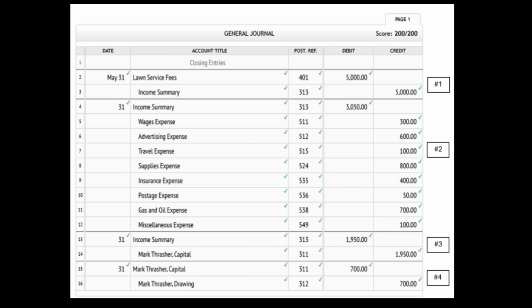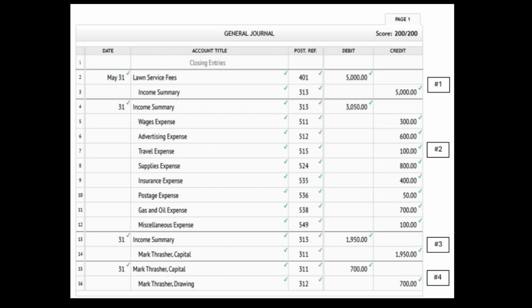The very first thing we did was we closed revenue to income summary. Remember, his revenue was lawn service fees. It was a debit, so that goes first. And then we closed it to our income summary, which was a credit, and so that one goes second. For this one, you will have to put post-reference numbers in there, and you can see them in the middle there. Those come from your chart of accounts. If your chart of accounts tab was hidden, you might need to click on it, look for lawn service fees as revenue, and then type in the account number. It should be 401.